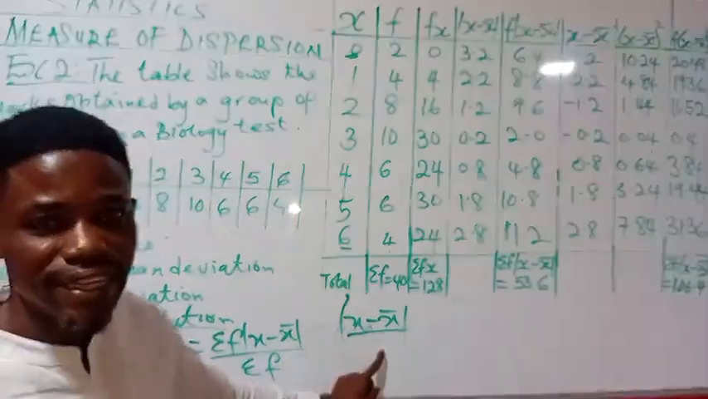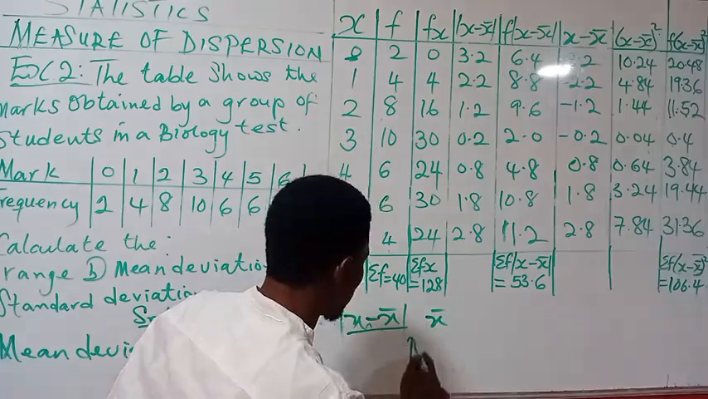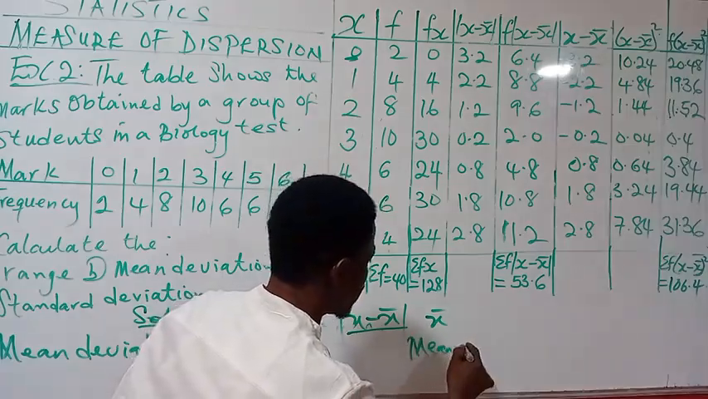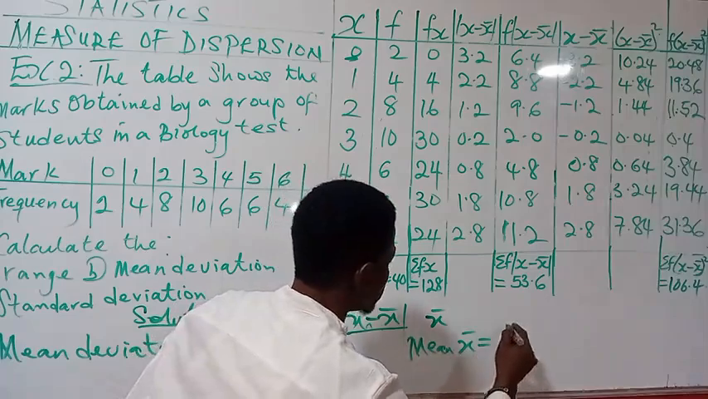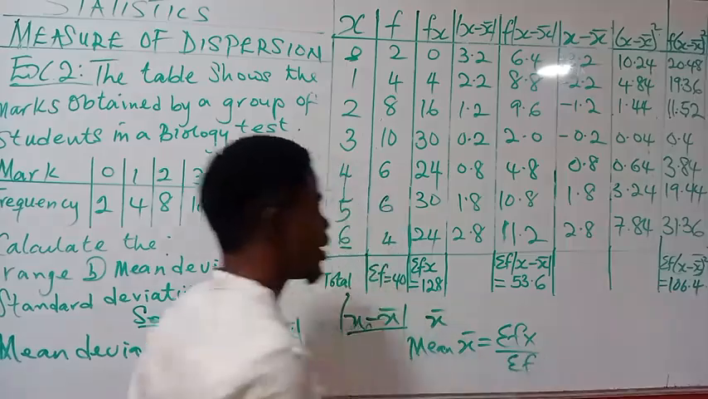But before we can generate this, you must know your x bar. And what's your x bar? Your x bar is the mean. And what is the mean? Mean is the summation of fx over the summation of f.